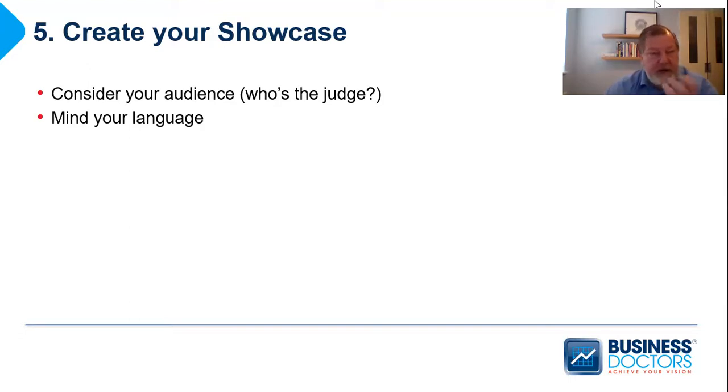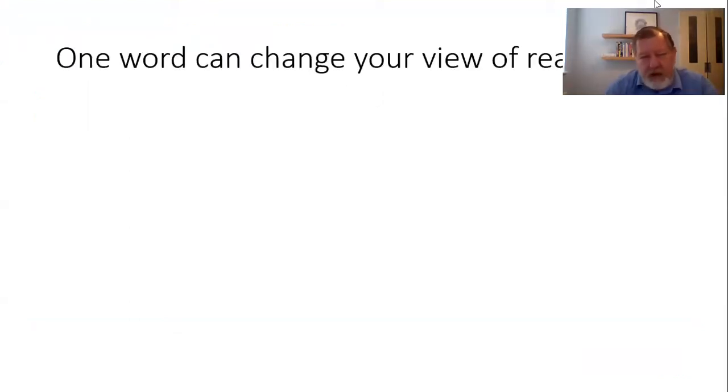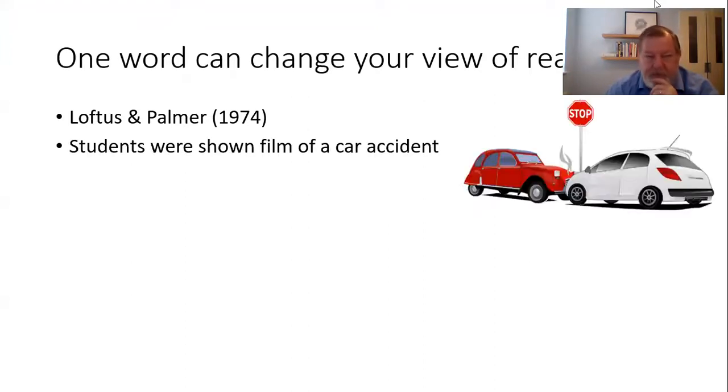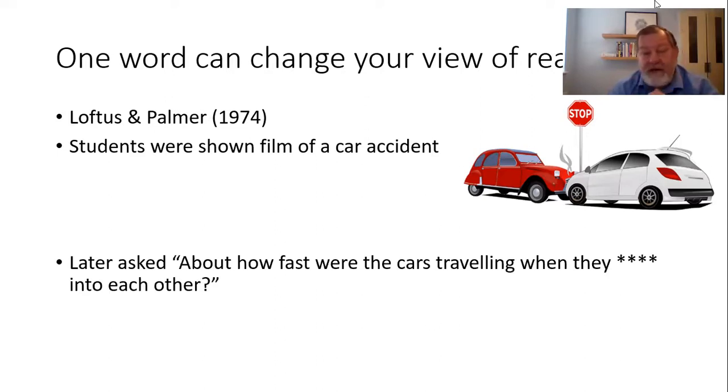Think about using powerful language, because one word can change somebody's view of reality. Just changing one word in a sentence can change what people think enormously. So back in 1974, two scientists called Loftus and Palmer did an experiment where they got a group of students together and they showed them a film of a car accident. And then they split them into 5 groups. So they all saw the same film on the screen, split into 5 groups, and they were asked one question. And that question was about how fast were the cars traveling when they blank into each other.